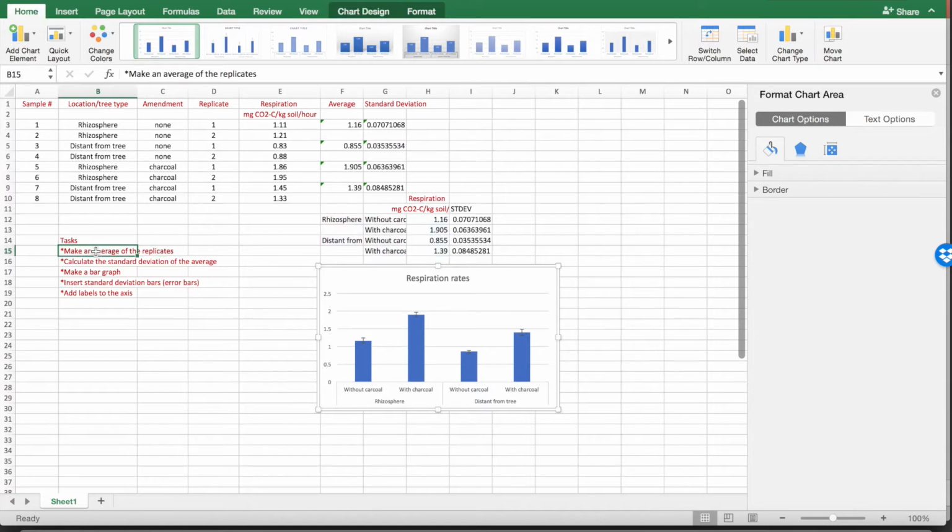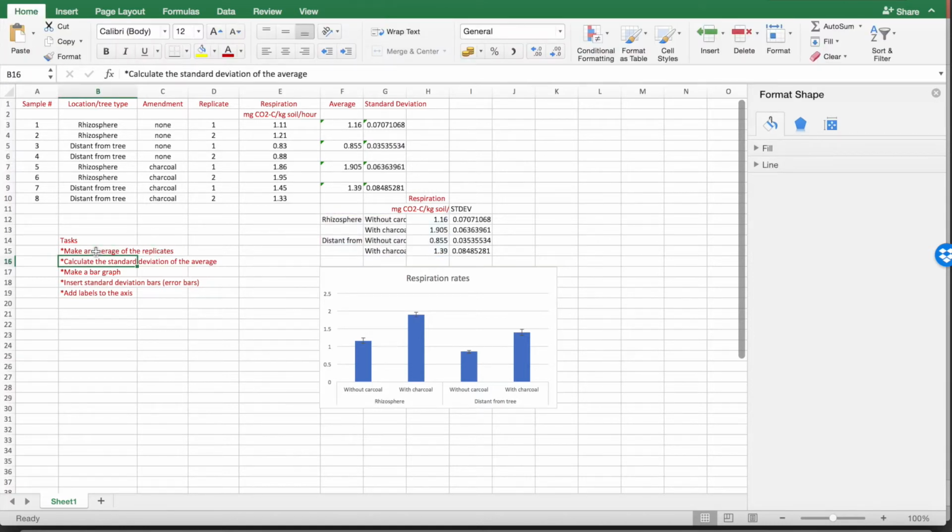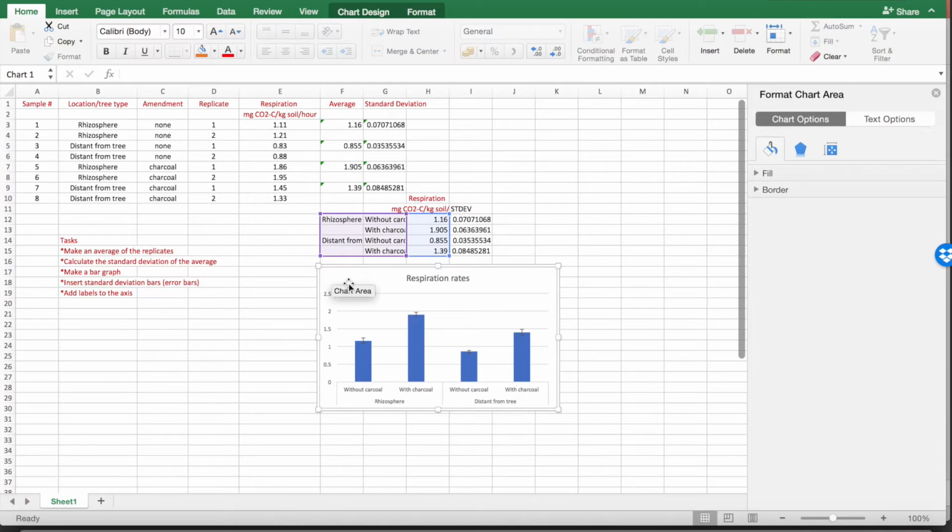So we made the average for the replicates. We calculated a standard deviation of the average. We made the bar graph. We inserted the standard deviation bars, which we call the error bars.